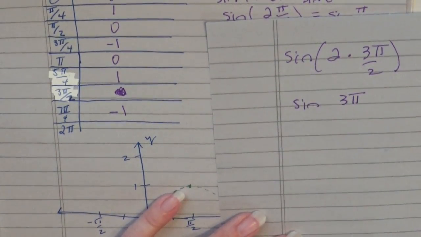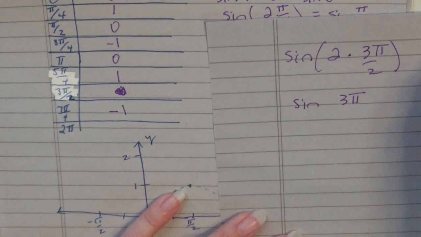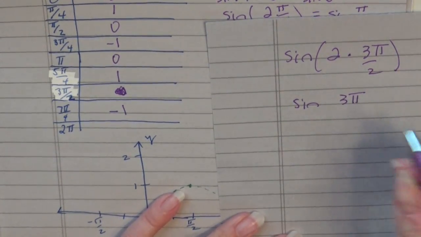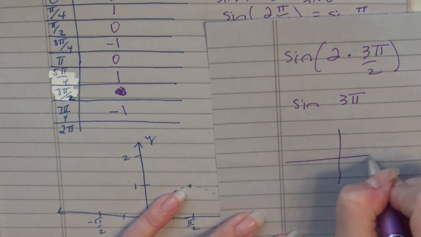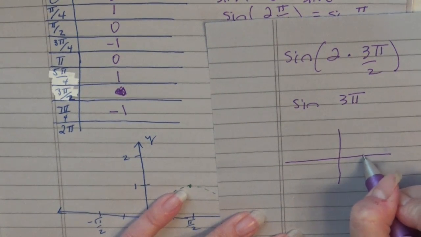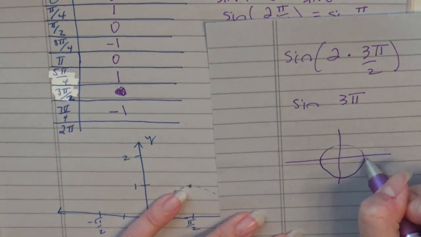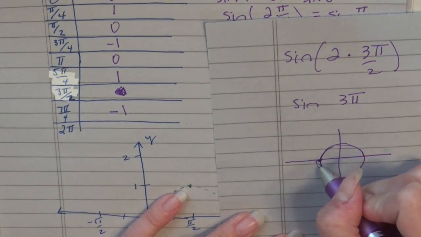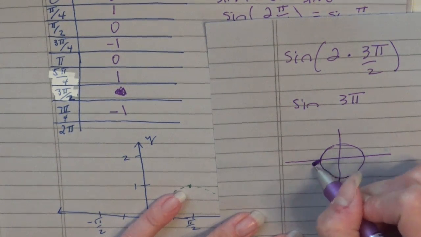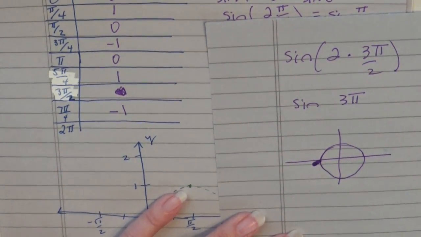And what is sine of 3 pi? Let me draw a picture. Here's pi, there's 2 pi, and 3 pi is back over here at 1 pi. So you're finding sine, there's 3 pi right there. Sine of 3 pi would be negative 1.